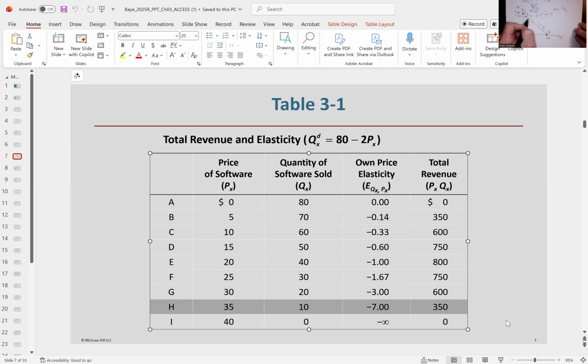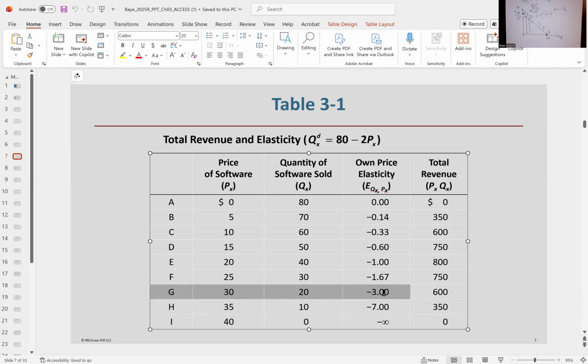Notice here, if I just lowered the price a little bit, if I go from H to G, so this would be G here, and this would be $30. Notice that the quantity demanded, going from the next to the last row to the row right above that, doubles. It goes from 10 to 20. You see that there in the middle column? The quantity demanded down here doubles when we simply lower the price by a small percentage, 5 out of 30.